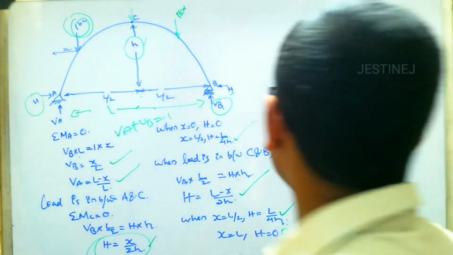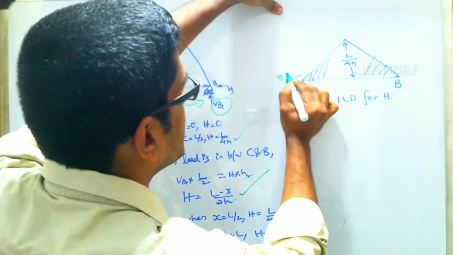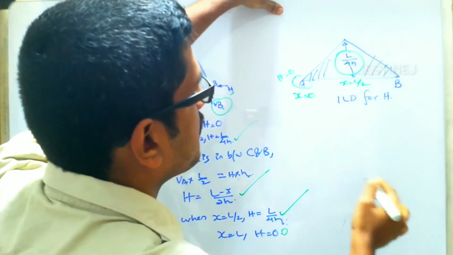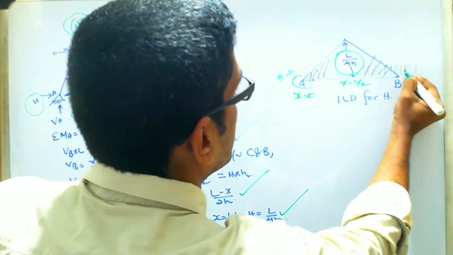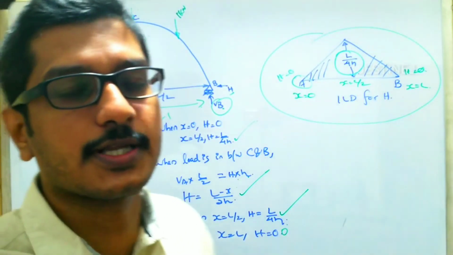So we can easily draw the diagram. When X equal to 0, the horizontal thrust equals 0. Then when X equal to L by 2, the value is going to be L by 4h. When X equal to L, H equals 0. So this is the ILD for horizontal thrust.